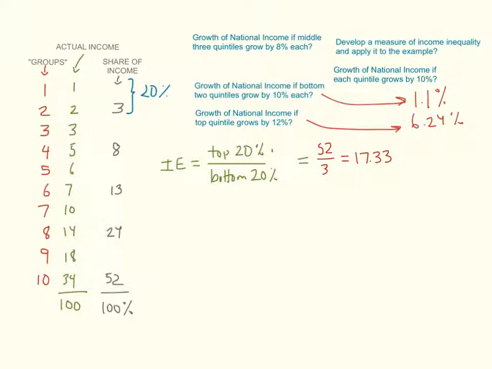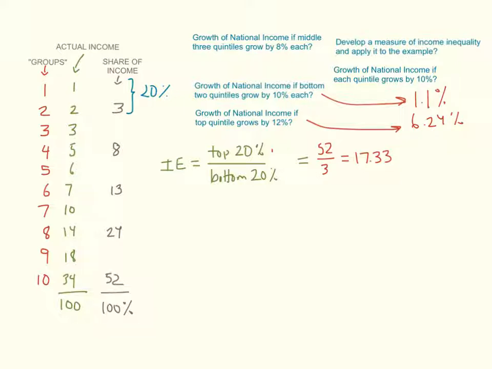Seems pretty high. That is, the top 20% earns 17 times more money than the bottom 20%. We might be a little bit concerned about this, but we'll try to figure out what happens when you have growth, either growth by the bottom 40% or growth by the top 20%. So the numbers would change if you do this. I'm going to go ahead and give you what the numbers would be.